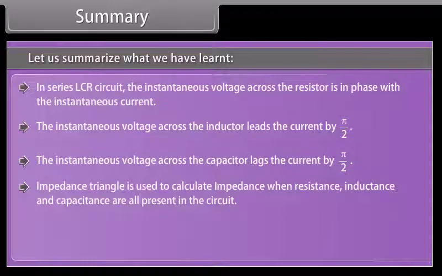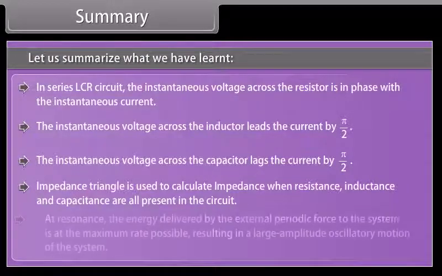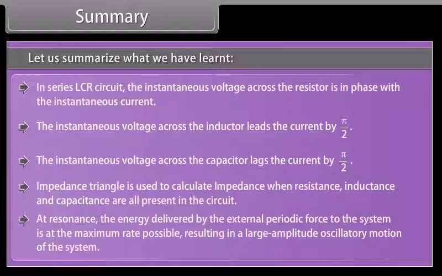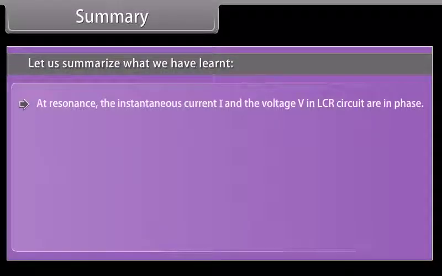Impedance triangle is used to calculate impedance when resistance, inductance, and capacitance all are present in the circuit. At resonance, the energy delivered by the external periodic force to the system is at the maximum rate possible, resulting in a large amplitude oscillatory motion of the system. At resonance, the instantaneous current I and the voltage V in the LCR circuit are in phase.